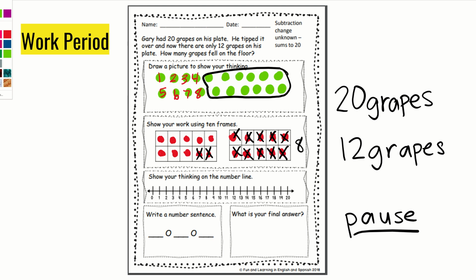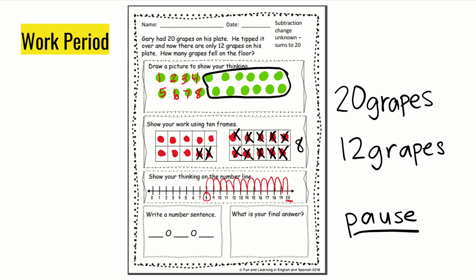Let's check it one more way. We're going to use our number line. And again, 20 is our largest number, so we're going to start at 20. And we know that there's 12 grapes on the plate, so let's count back 12. Here we go. 1, 2, 3, 4, 5, 6, 7, 8, 9, 10, 11, 12, and circle our answer. And it looks like we were correct that 8 grapes fell on the floor.